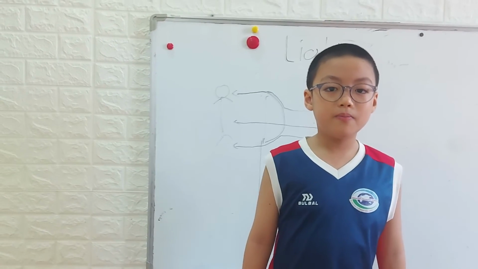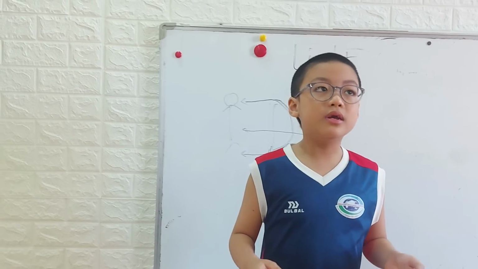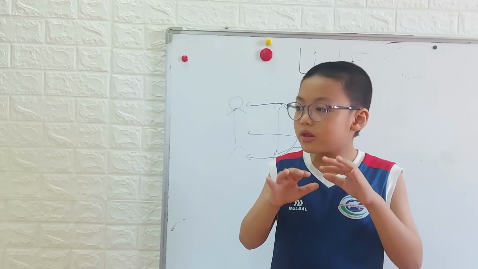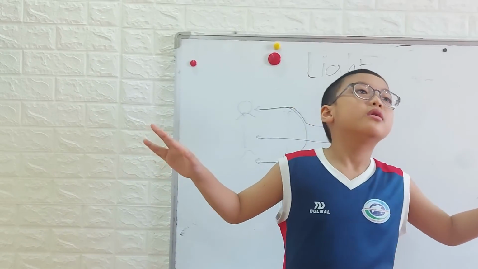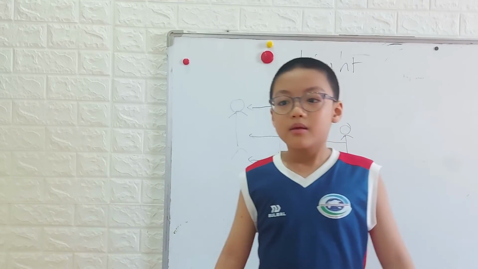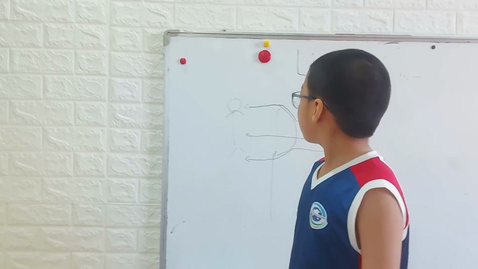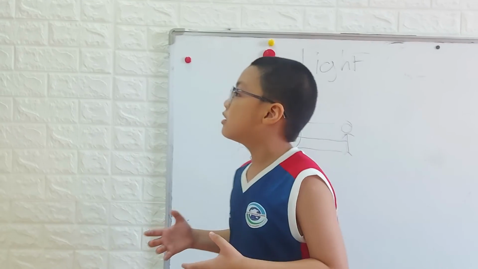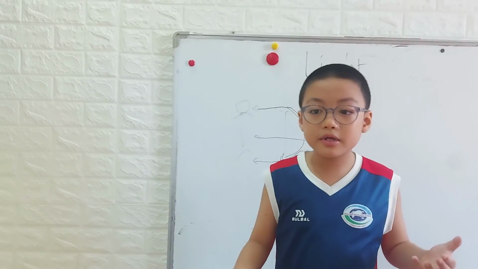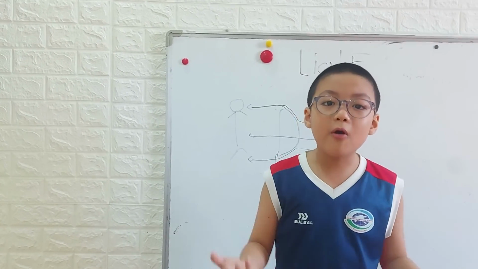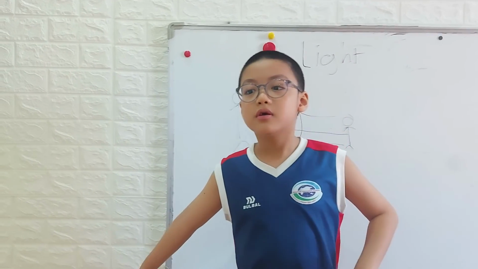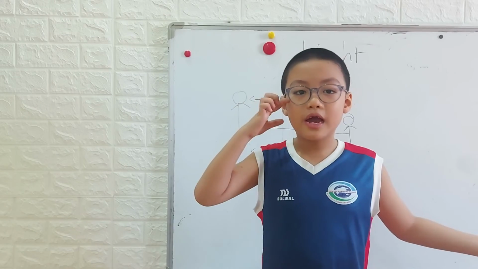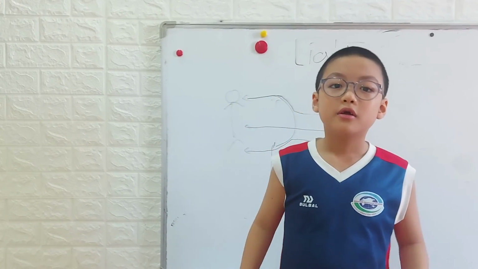Lights reflect off everything. But the smoother the surface is, the more light reflects. The rougher it is, the less light reflects. Okay, so now, do you know all about lights and crazy things and funny games about lights?